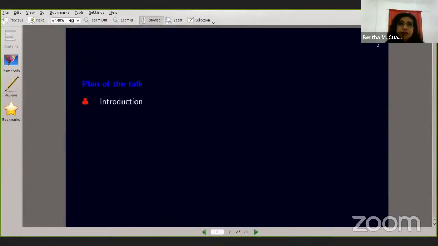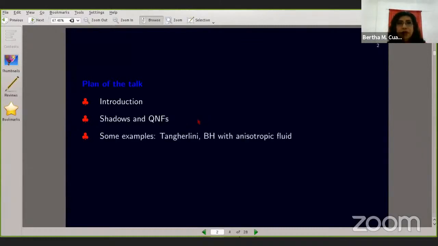Now, let me tell you the plan of this talk. I'm going to begin giving some introduction in order to see the motivation why we want to do this work and also the things that have been done before. Then I'm going to talk about the geodesic part of this shadow radius of a black hole and also the quasi-normal frequencies. And I'm going to join these two concepts in order to make this correspondence. And then I will give some examples in order to illustrate this correspondence.